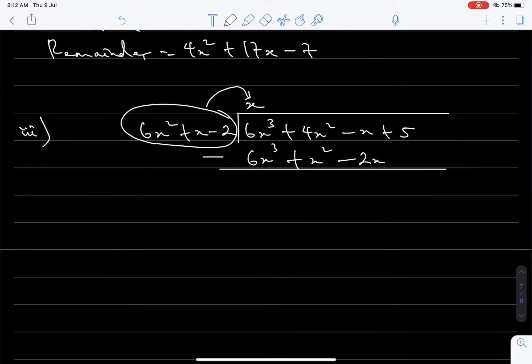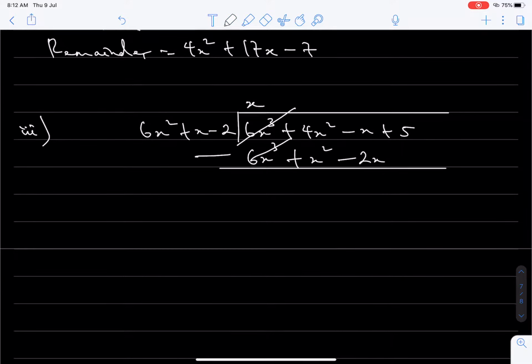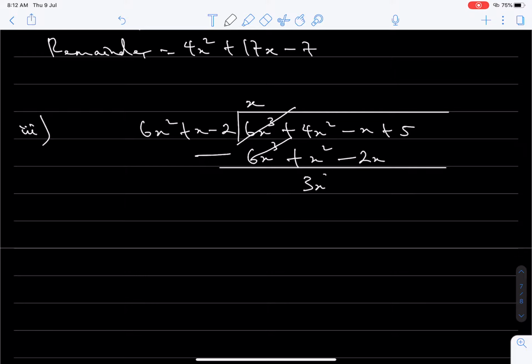Now we subtract. 6x cubed minus 6x cubed is 0. I'm subtracting, I should write the minus. 6x cubed minus 6x cubed is 0. 4x squared minus x squared is 3x squared.